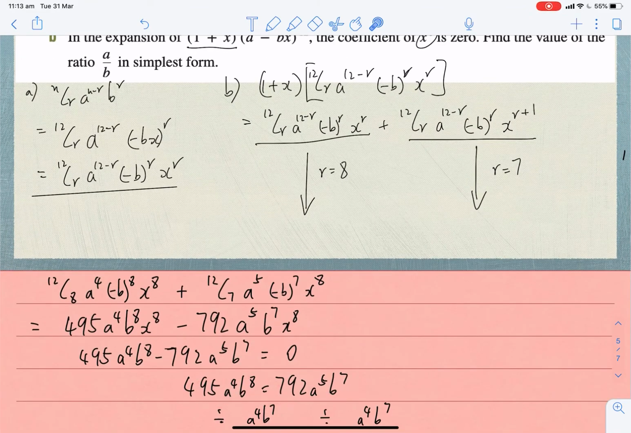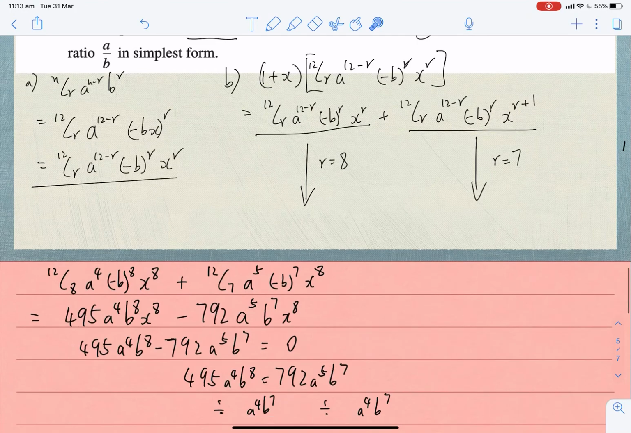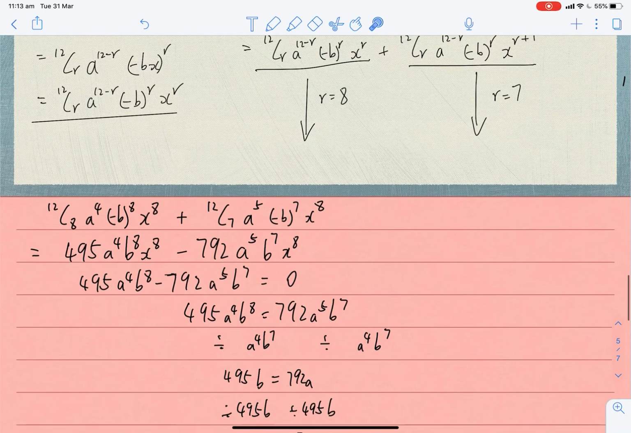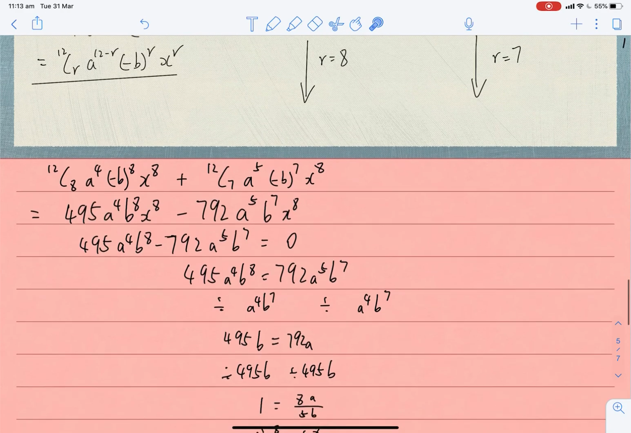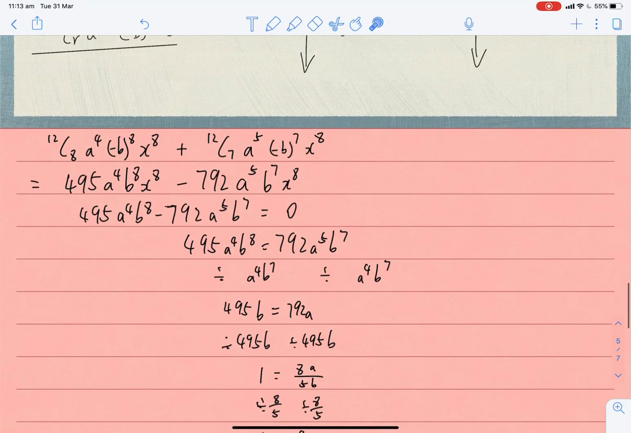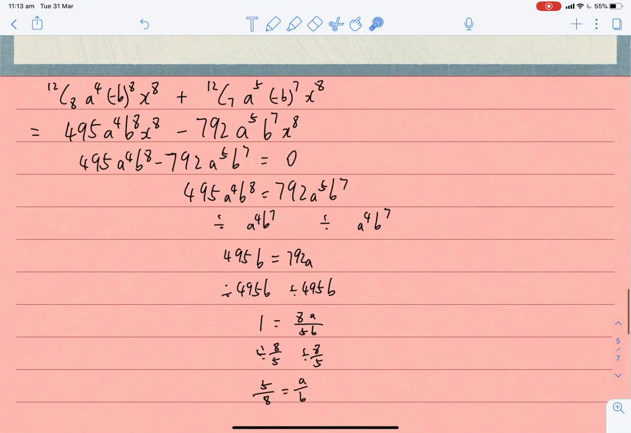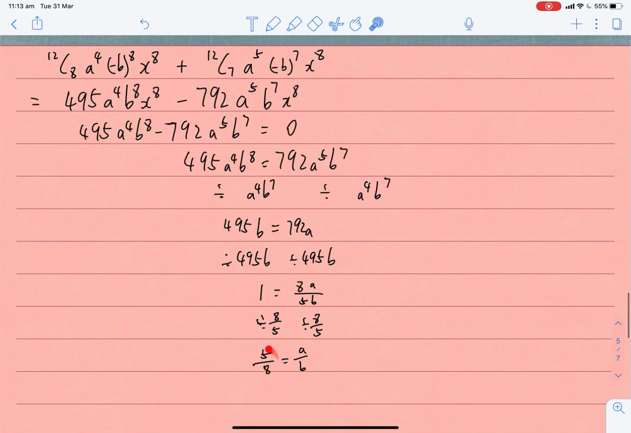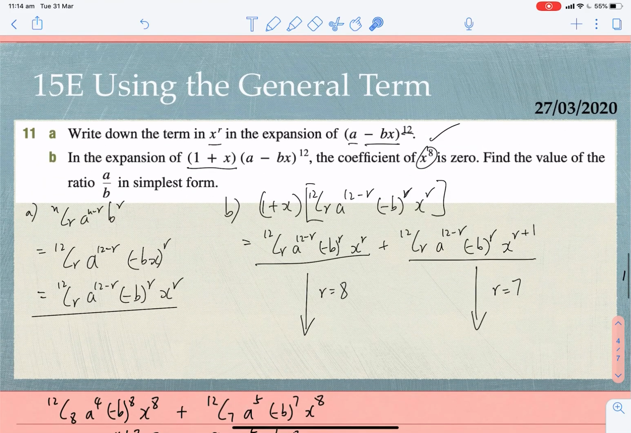Now we got this. We got a lot of a's and b's. We can just simplify those. So a to the power 4, b to the power 7. After we divide by that, we got this. We can divide both sides by the left hand side. So the left hand side equals 1. And then we got 8a over 5b. So if we divide by 8 over 5, we get a over b. So we find the ratio of a and b. So a to b is 5 to 8. So that's how we work that one out.